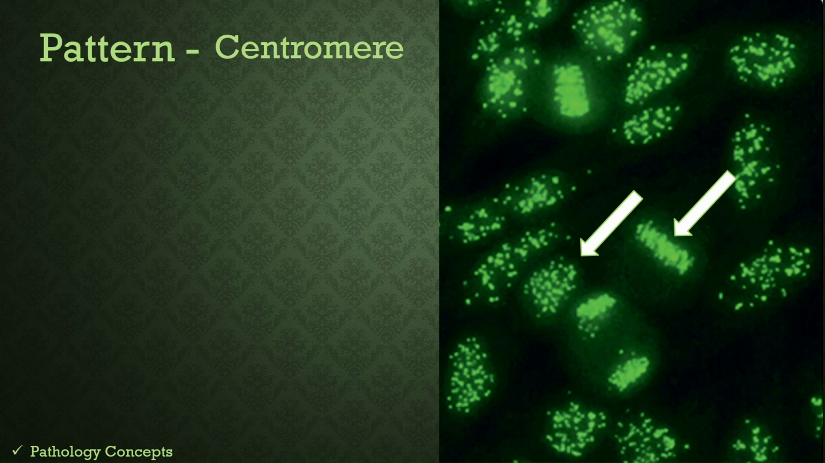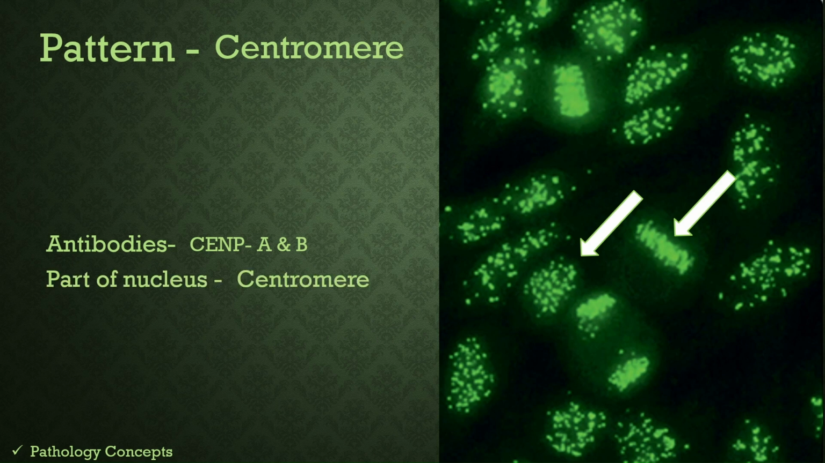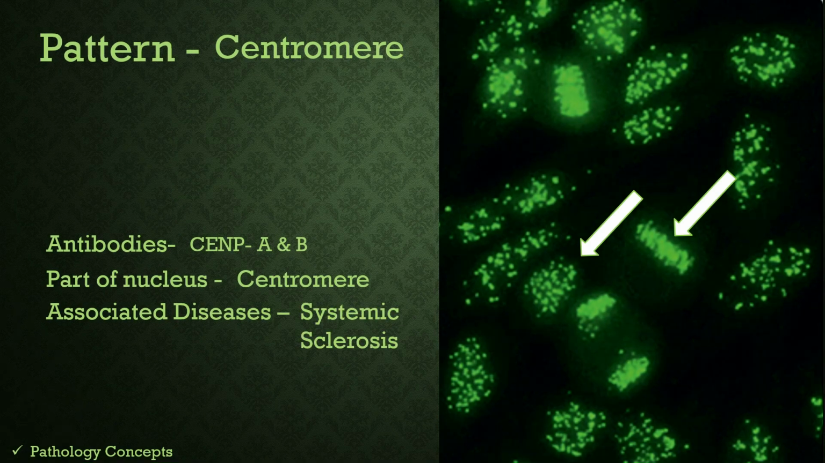This pattern is called the centromere pattern. Antibodies involved are CENP A and B. Part of the nucleus involved is the centromere. Associated disease is systemic sclerosis. To identify the centromere pattern, find the mitotic cell. Dividing cells have numerous discrete speckled patterns aligned with one another, also known as a metaphase bar. Resting cells show 40 to 60 discrete speckles distributed throughout the nuclei.